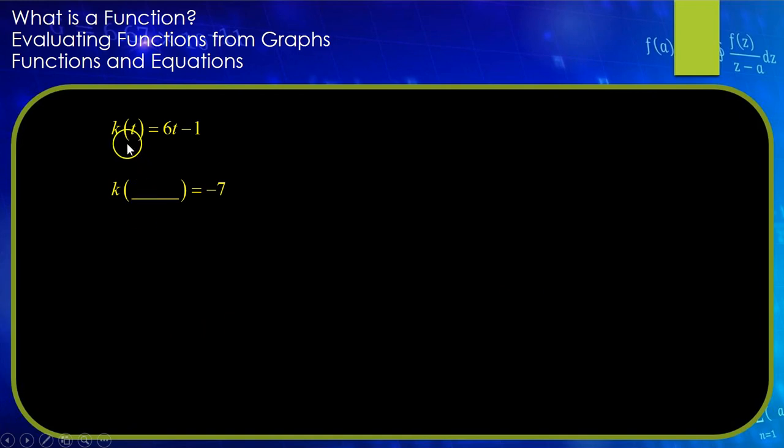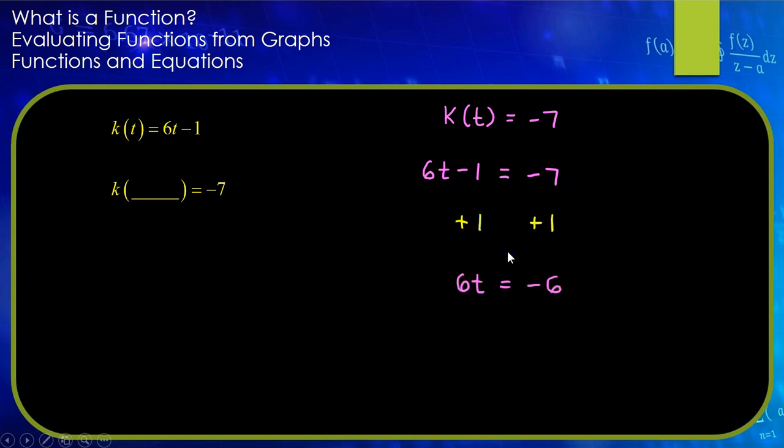So again, I know that k of t equals negative 7. So I know basically what the result is. I'm looking for the t value that makes it work. And that means I'm looking for the value where 6t minus 1 is going to equal negative 7. So solving this equation to figure out what t is, I'm going to add 1 to both sides, which gives me 6t equaling negative 6. I then divide both sides by 6, and I get that t equals negative 1. And so negative 1 is the value that goes in the parentheses here.